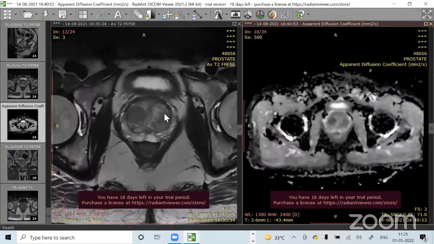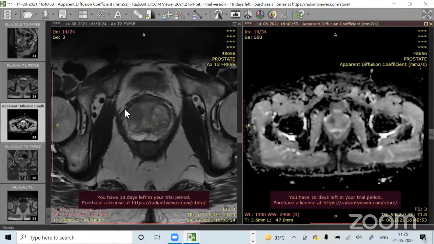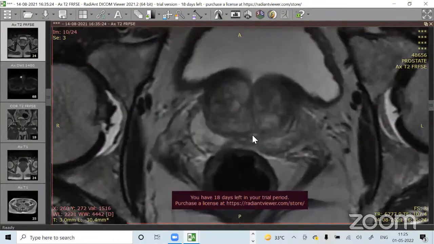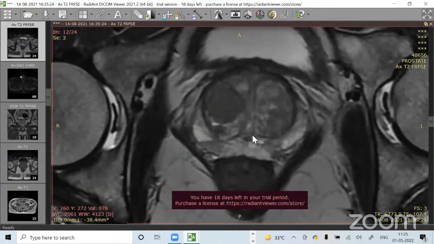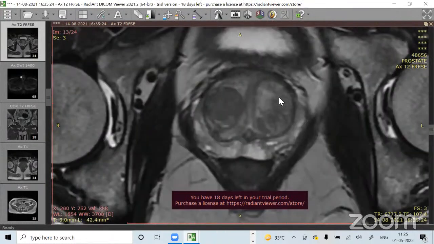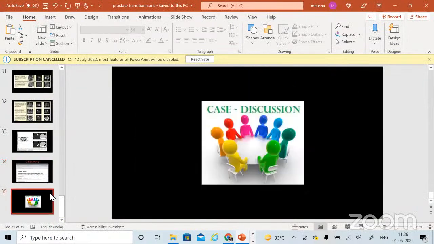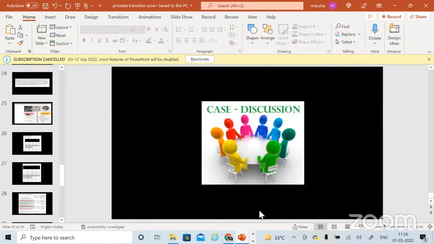So this is how slowly you learn, but don't try to skip these lesions, nodules in the transition zone, thinking that everything in the transition zone is a BPH nodule. You can have tumors in the transition zone. Approximately 30% incidence of having these tumors in the transition zone. PIRADS version 2.1 clearly describes how to tackle these nodules, how to describe these nodules. So that is what we discussed throughout this particular journal club.